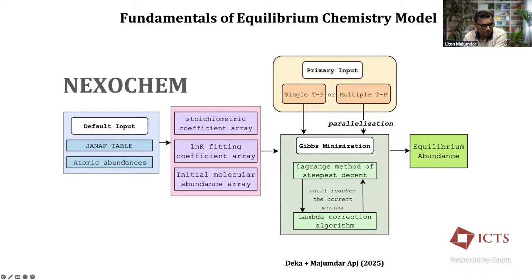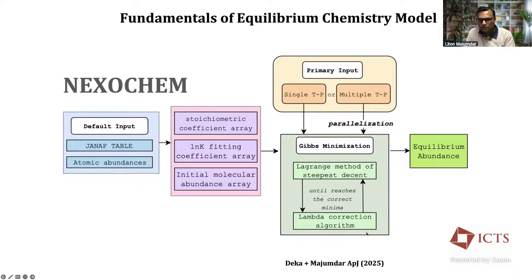So essentially, as I was mentioning, you have the JANAF table that is giving you all the thermodynamic parameters. You have your atomic abundances that decide at each layer of your atmosphere what type of elements are present. Now you fit your thermodynamic coefficients based on the JANAF table, and you get the initial abundances for the species. When you know the initial abundances of your species, then your primary input for your model is your temperature pressure profile. When you have your temperature pressure profile and you know your thermodynamic parameters, you calculate the total Gibbs free energy of the system, and you minimize this Gibbs free energy using your favorite algorithm.